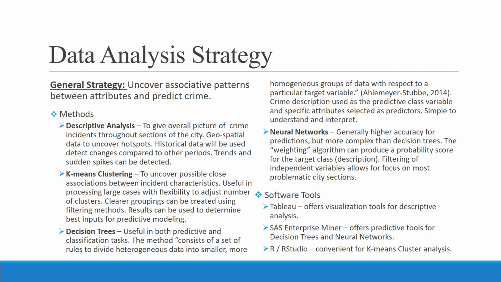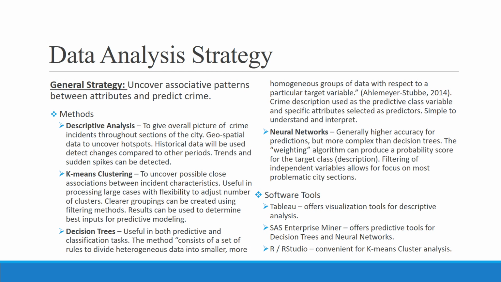The next method would involve using the neural networks method. It has a generally higher accuracy than decision trees, but is much more complex. With the weighting technique used by neural networks, this algorithm can produce a probability score for the target class used, and filtering can be used on the independent variables, which would allow focus on specific problematic city sections.